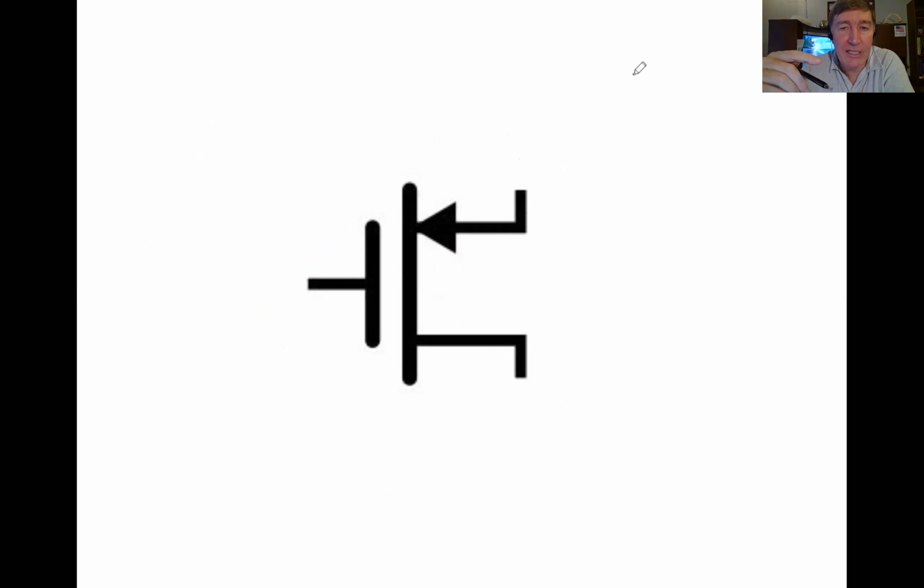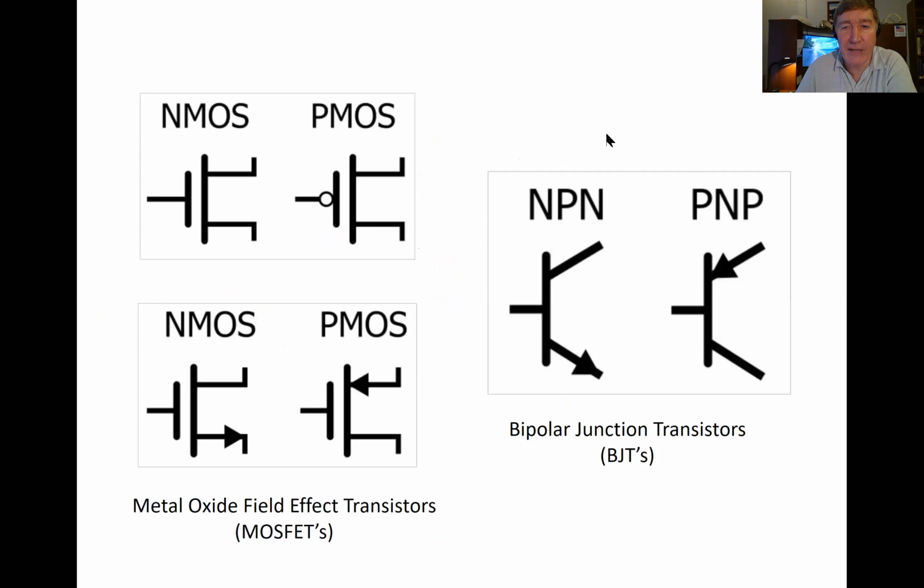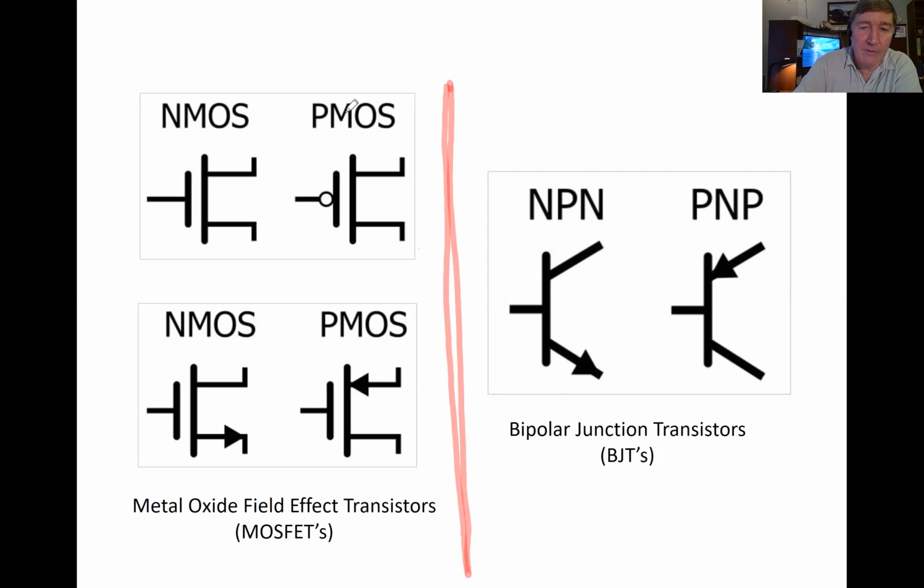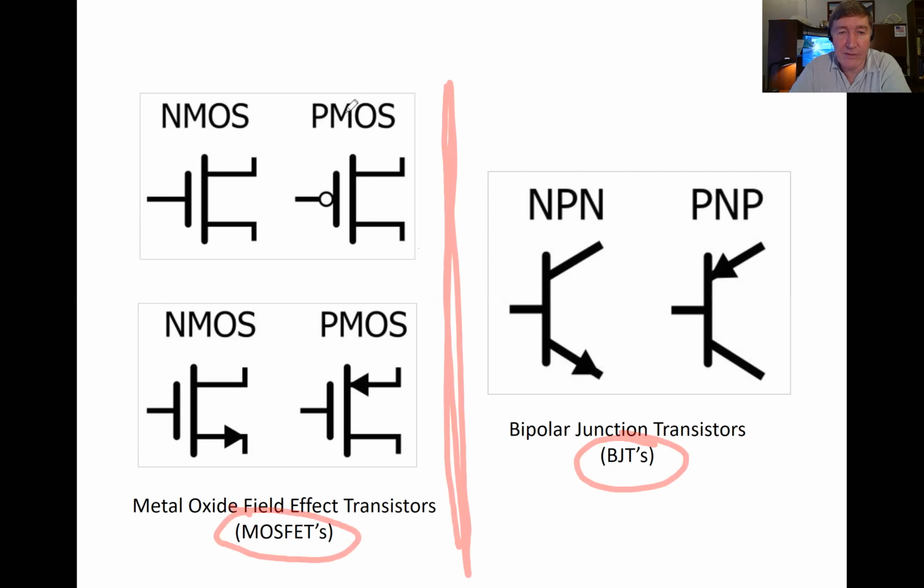Now, the next thing you need to identify is whether it's an NMOS or a PMOS. The best way to understand that is to look at this diagram right here. You can see that I have broken the transistors up into two different types. On the right side, I have the bipolar junction transistors, also called BJTs. And on the left side, I have the MOSFETs, metal oxide field effect transistors.